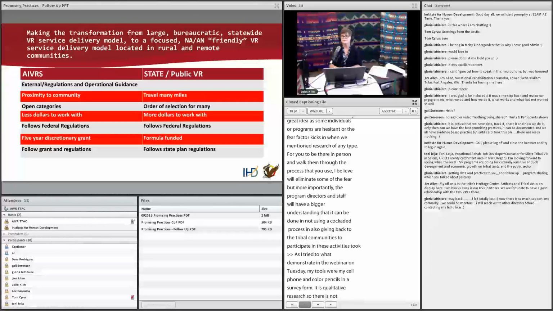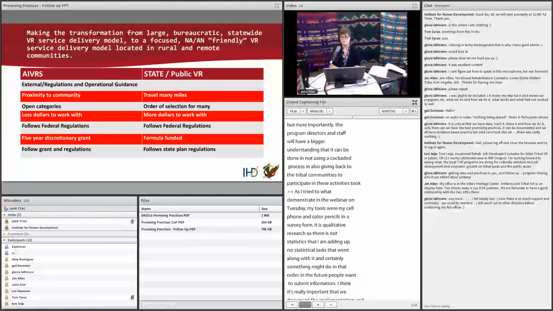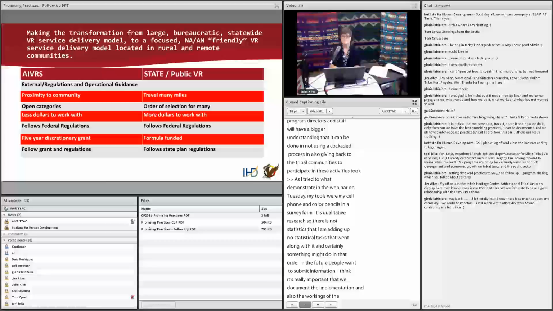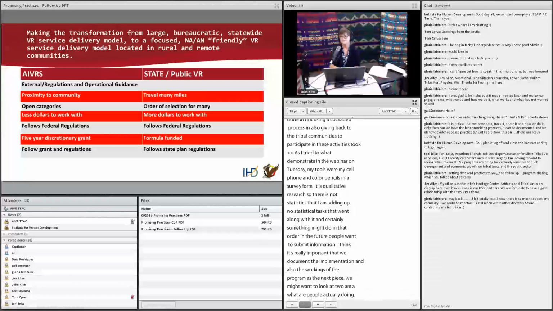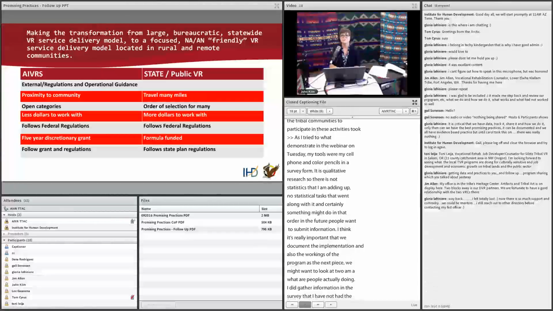There may be certainly something we would do in that order in the future where people might want to submit information. But I think it's really important that we document the implementation and also the workings of the program. That's kind of the next piece I think we might want to look at too, would be what are people actually doing? I did gather some more information in the survey than I've been able to have the time yet to report in terms of some practices, but I think we could get some more information about that. That's not yet complete.